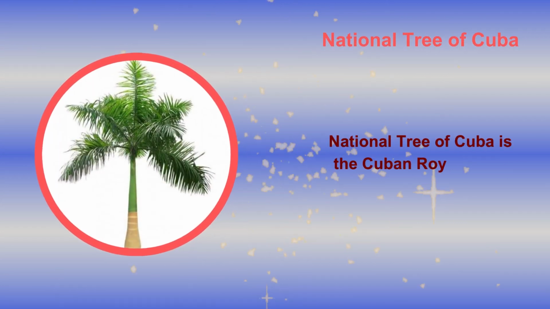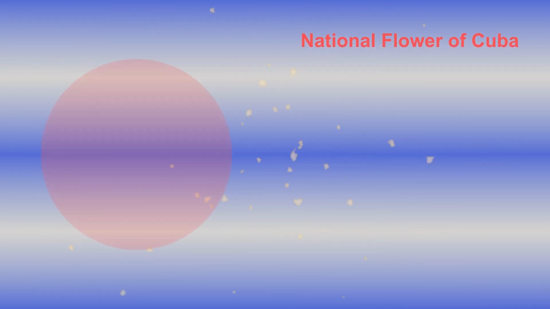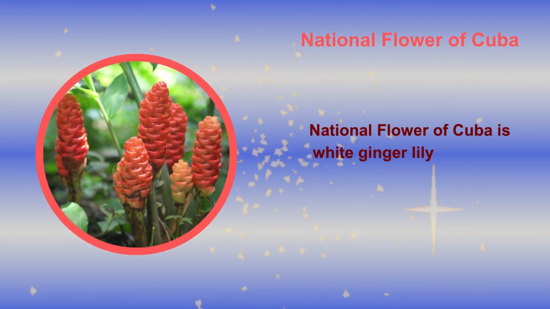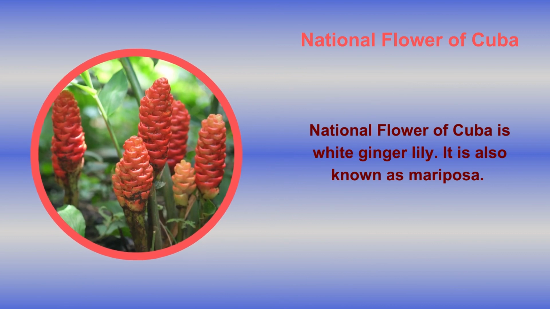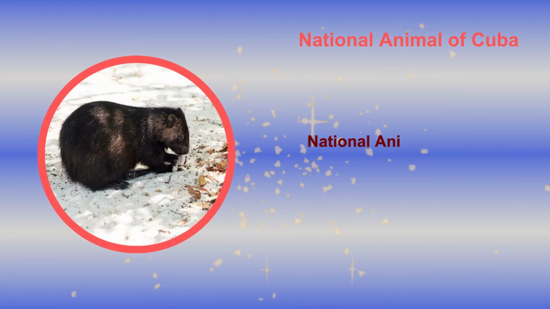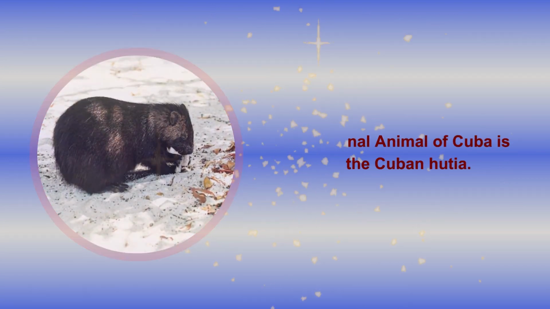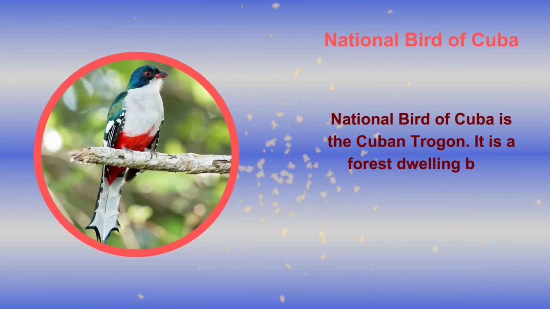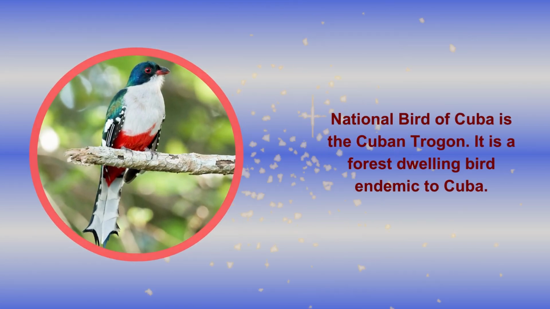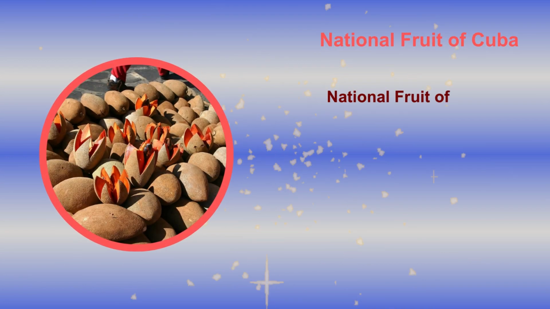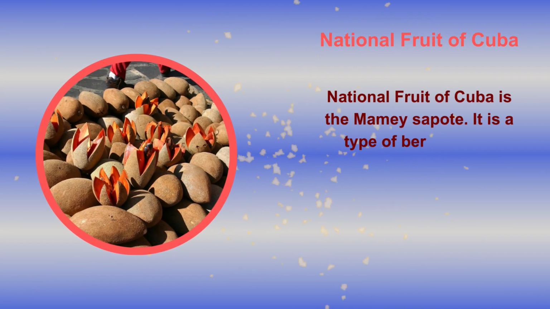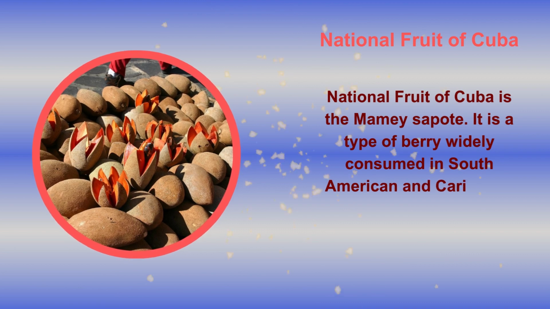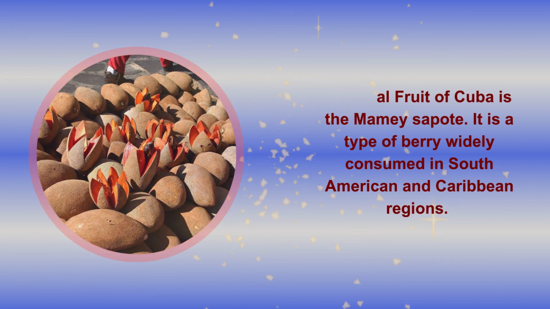The national tree of Cuba is the Cuban royal palm. The national flower of Cuba is the white ginger lily. It is also known as mariposa. The national animal of Cuba is the Cuban hutia. The national bird of Cuba is the Cuban trogon. It is a forest-dwelling bird endemic to Cuba. The national fruit of Cuba is the mamey sapote. It is a type of berry widely consumed in South American and Caribbean regions.